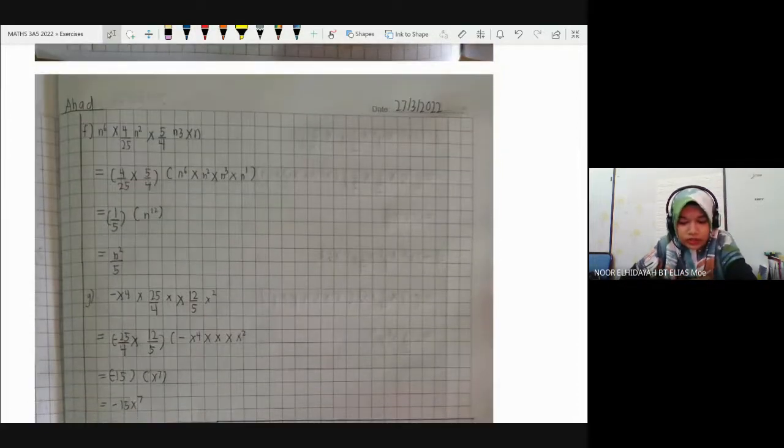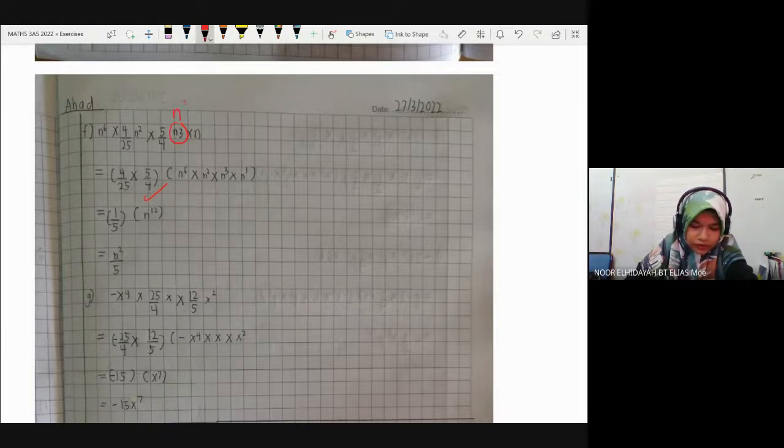Next, this one in terms of algebraic. This one have the same base, masih lagi same base. The base is n. But make sure you have to solve the operation for the coefficients. 4 over 25 times 5 over 4. And then all the base of n, you put in another bracket, n power of 6 times n power of 2 times n power of 3. Cuba tulis dengan betul ni, Siran JV.